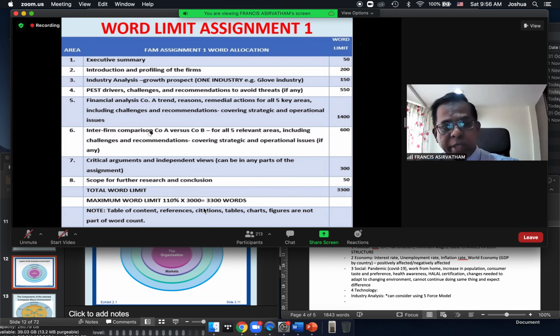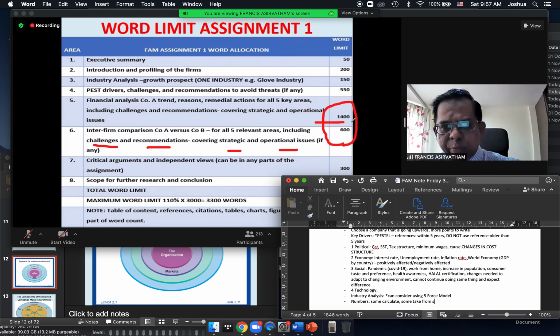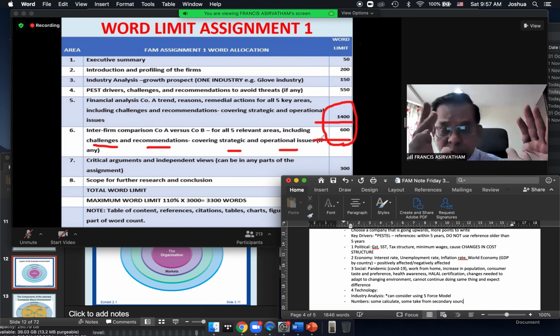Interfirm comparison, company A, company B, with only 5 ratios you're going to do. When you do interfirm comparison, A versus B, 5 areas: challenges, recommendations, strategic, operational. You have to write it down, which means there will be several titles. The word allocation for this section: company A 1000, company B 1000, A and B comparison 600 words.